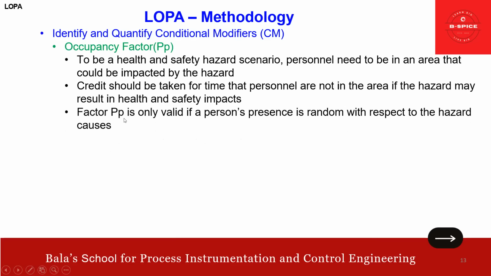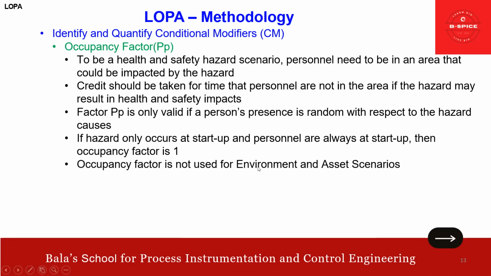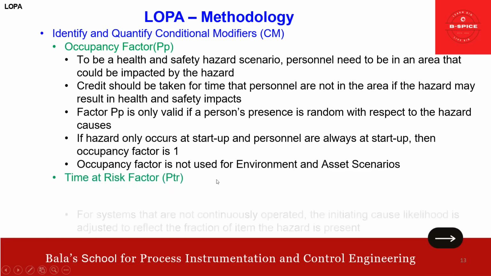The occupancy factor, FP, is only valid if a person's presence is random with respect to the hazard causes. If the hazard occurs only at startup and personnel are always there at startup, then the occupancy factor is 1. Correct, friends? Obvious, right? Occupancy factor is not used for environment and asset scenarios. I told you, personnel, environment, asset, right? So this is only for personnel, occupancy factor and time at risk.